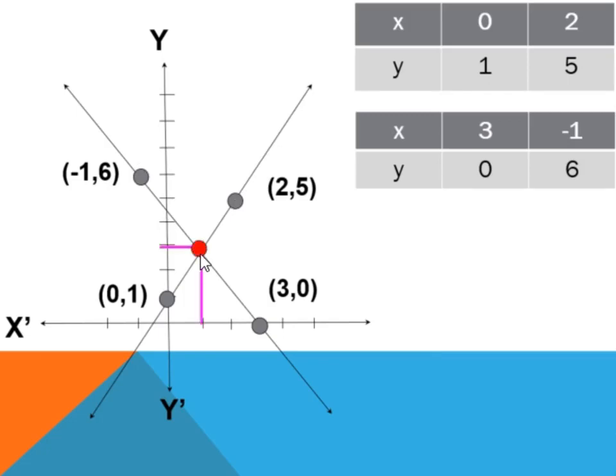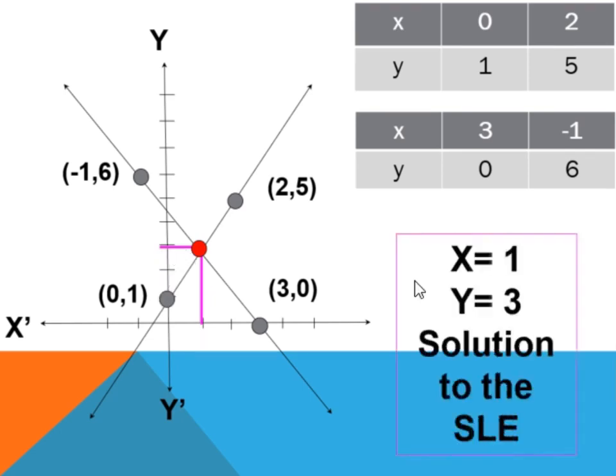At ano ang coordinate ng point na yon? +1 ang x at +3 naman ang y. So, we have now x is equal to 1 and y is equal to 3. And this point kung saan nag-intersect yung dalawang linya ay tinatawag nating solution to the system of linear equation.